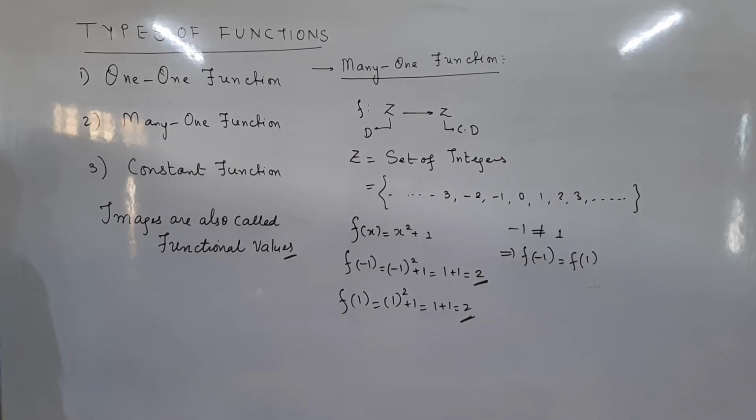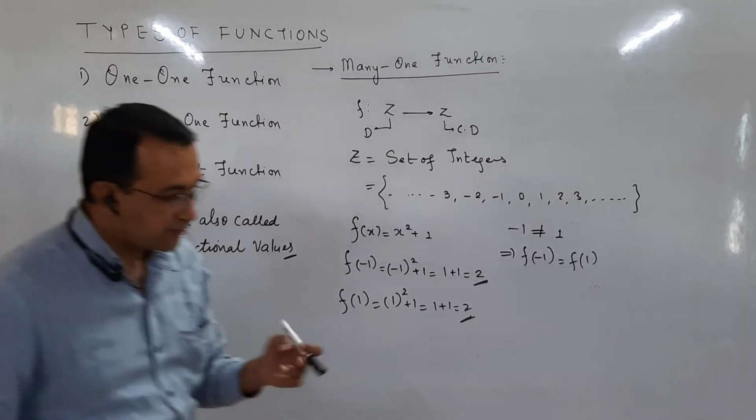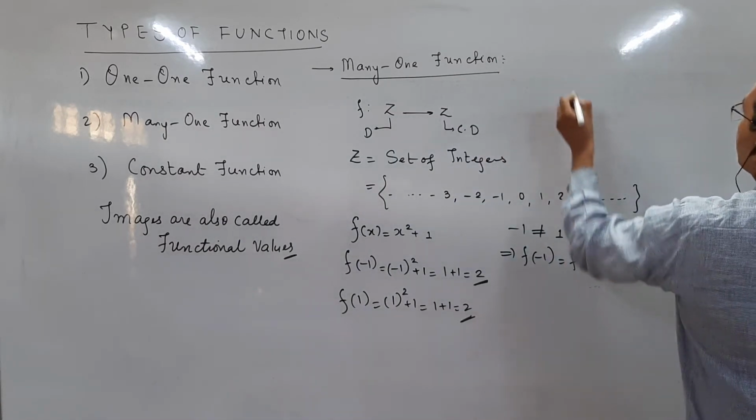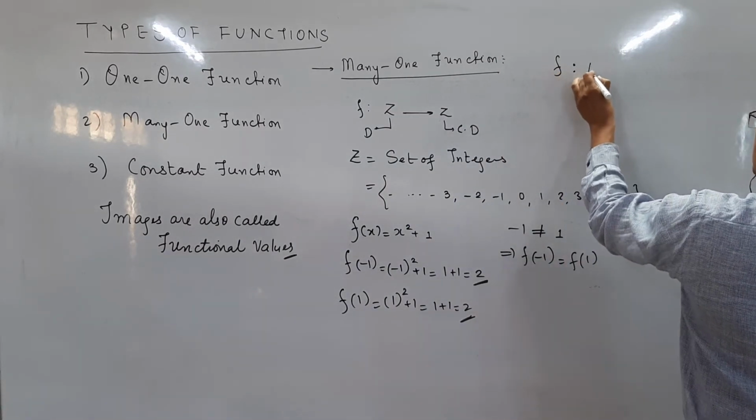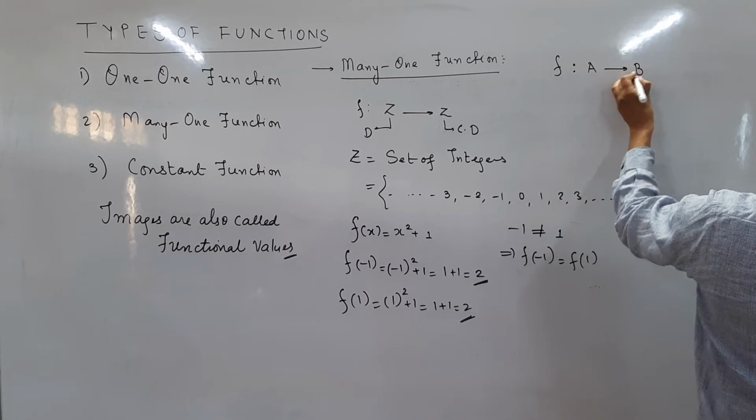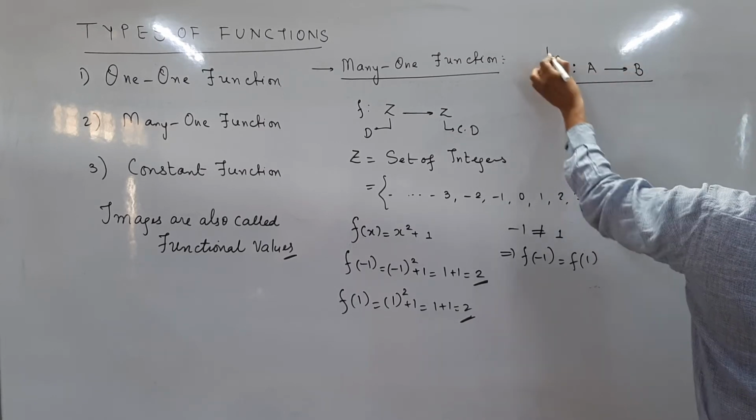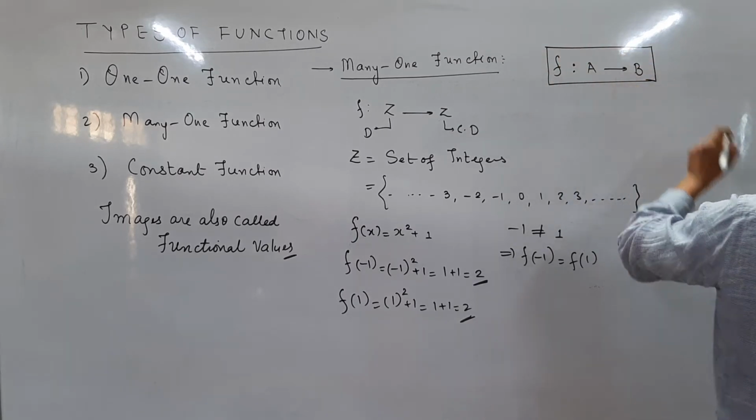Students, pay attention. What is the definition of a many-one function? Let f be a function defined from domain A to codomain B. This is the symbol or mathematical notation to write a function.